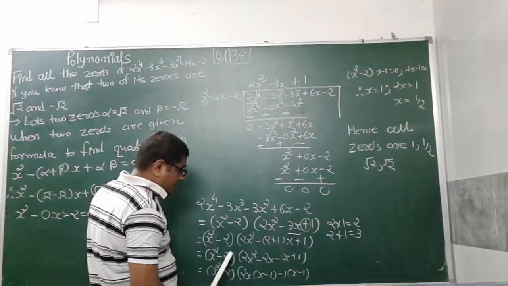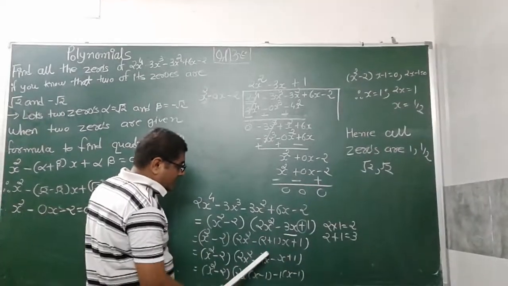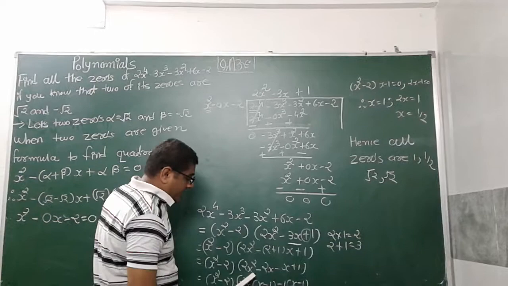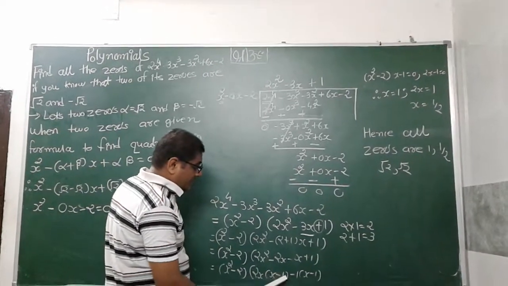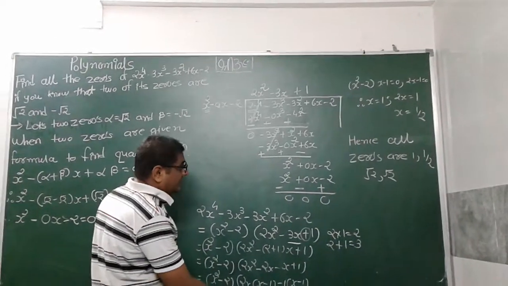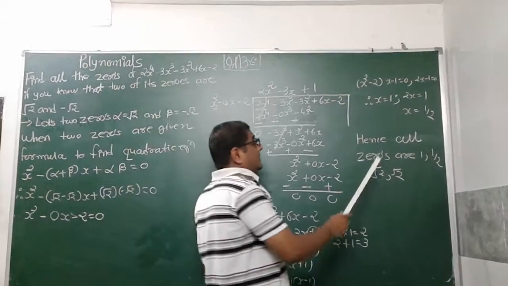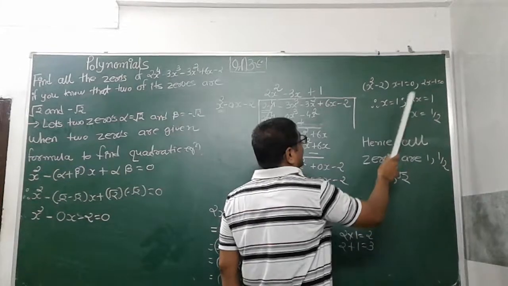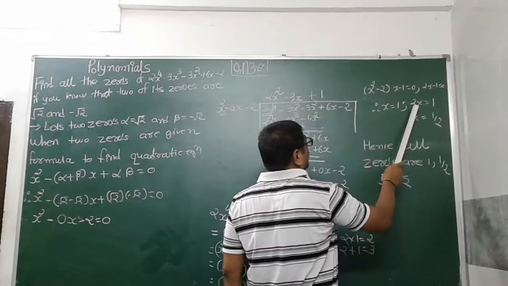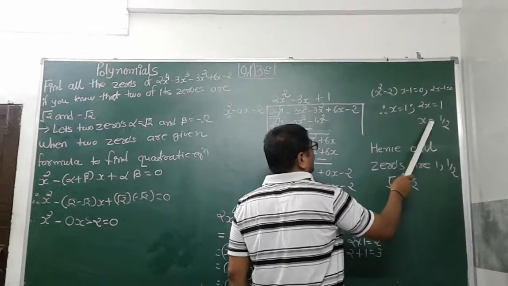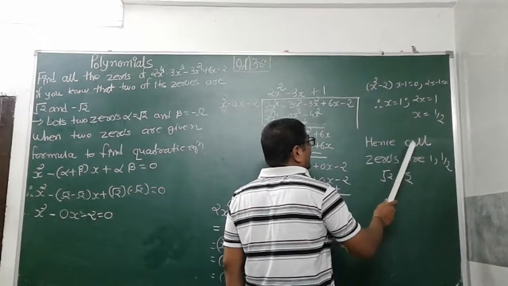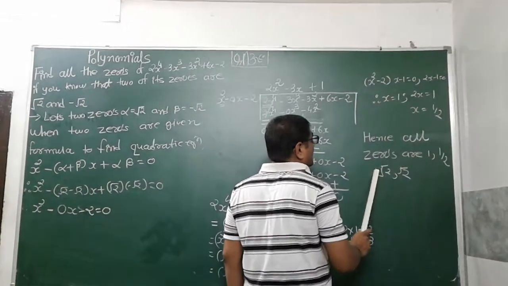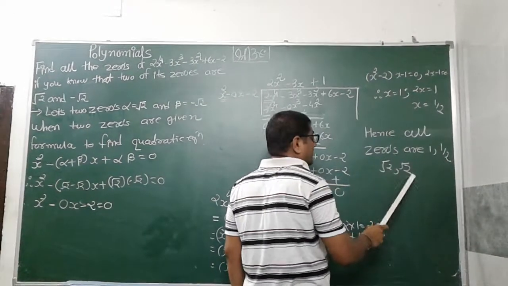Now this term as it is, 2x square as it is, minus 2x minus x plus 1. We take out 2x common, that is 2x into bracket x minus 1. We take minus 1 common, x minus 1. So according to the application of linear equation, 2x minus 1 is equal to 0, therefore 2x is equal to 1, therefore x is equal to 1 upon 2. Hence all zeros are 1, 1 upon 2, root 2 and minus root 2.